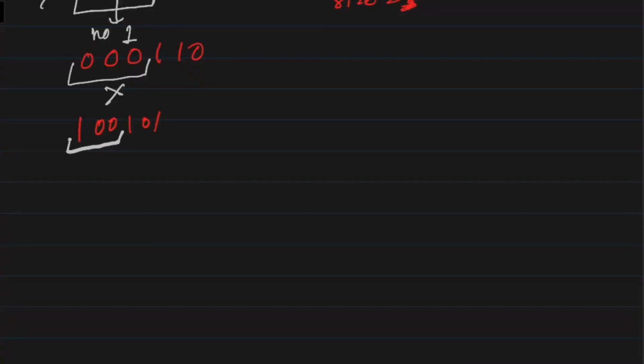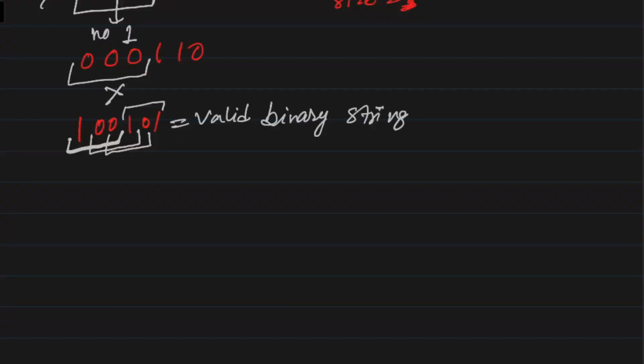So this window is satisfied, right? For this window, yes, it is satisfying. For this window, yes, this is satisfying. For this window, it's satisfying, right? So we can say that this is a valid binary string, right? This is a valid binary string, right?